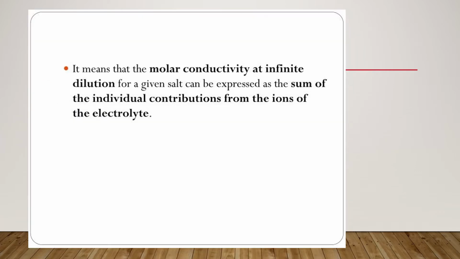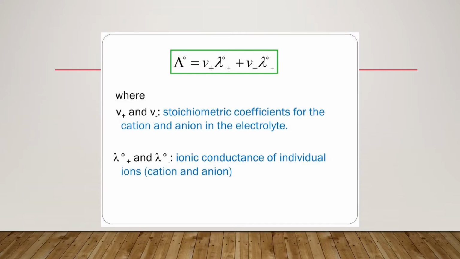It simply means that the molar conductivity at infinite dilution of a given salt can be expressed as the sum of the individual contributions of the ions of the electrolyte, that is, the sum of anion and cation. So the molar conductivity at infinite dilution of an electrolyte is equal to the molar conductivity of the cations plus the molar conductivity of the anions.